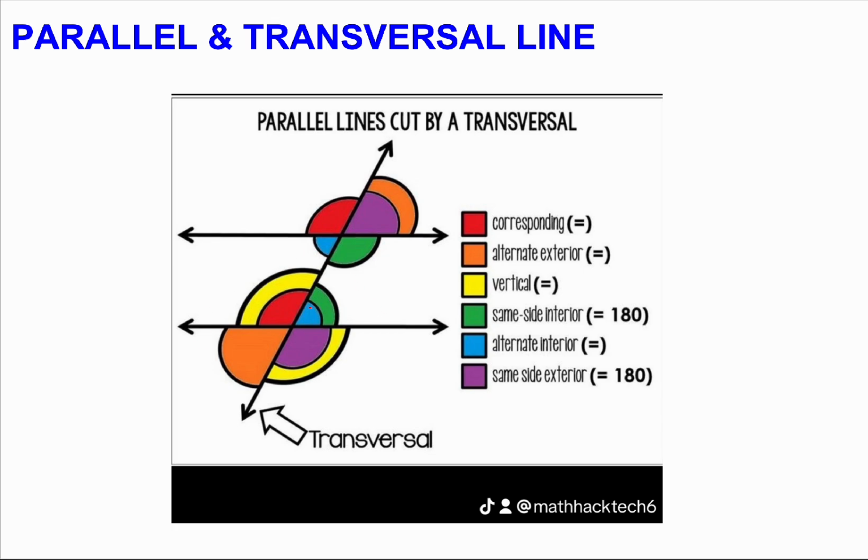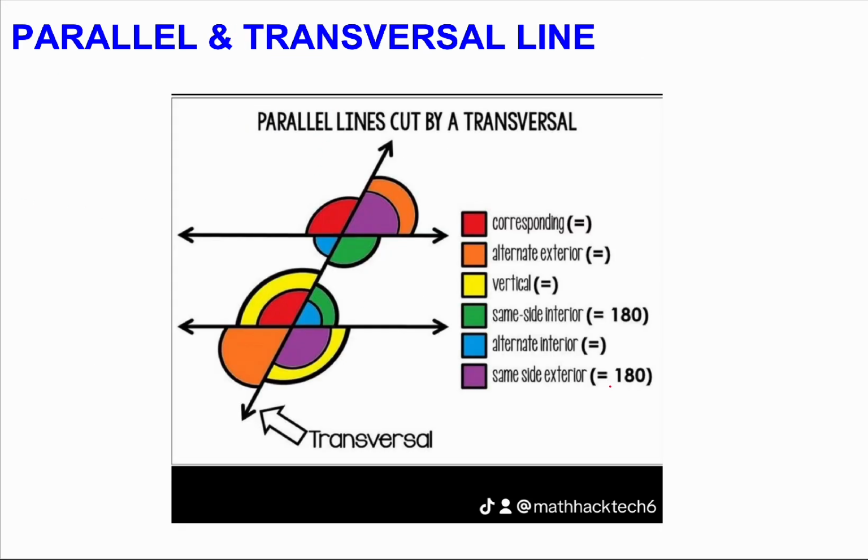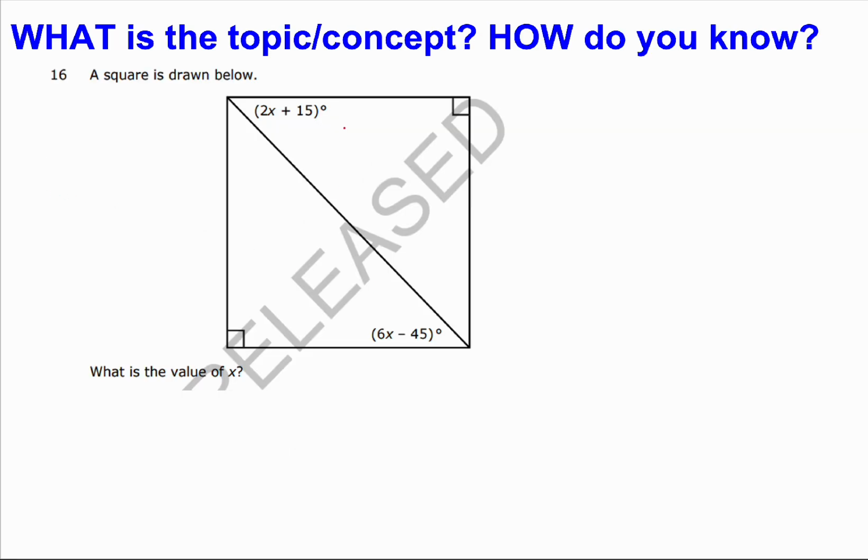You can see that the alternate interior angles are on opposite sides of the transversal, and they are equal. The blue color, it's equal, right? So when we go back, this is also on the opposite side of the diagonal, which is the transversal here. So it means we can use the concept of alternate interior angles to solve it, right? So we can just equate these two expressions.